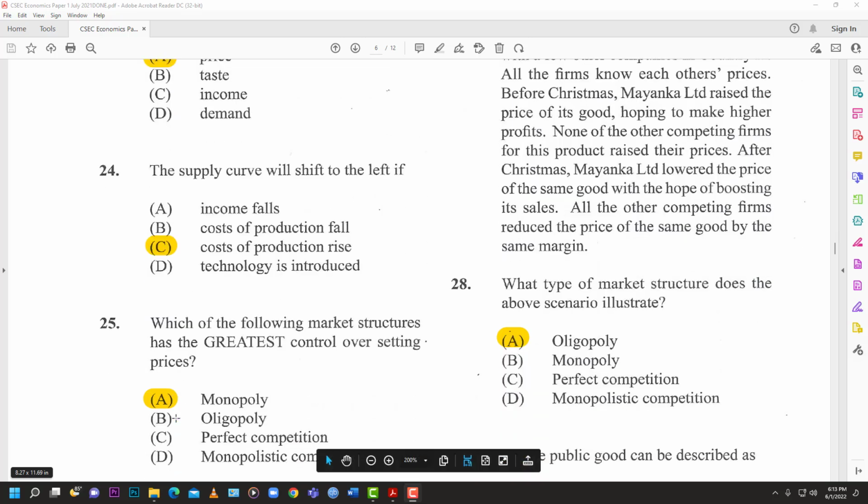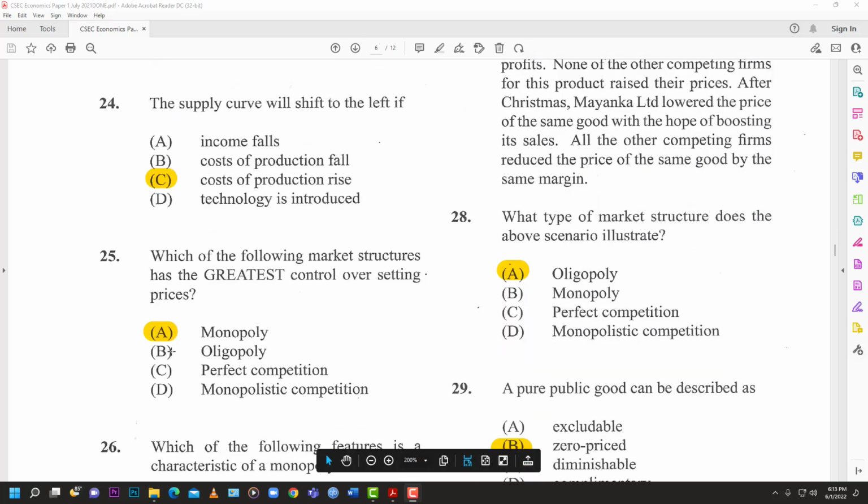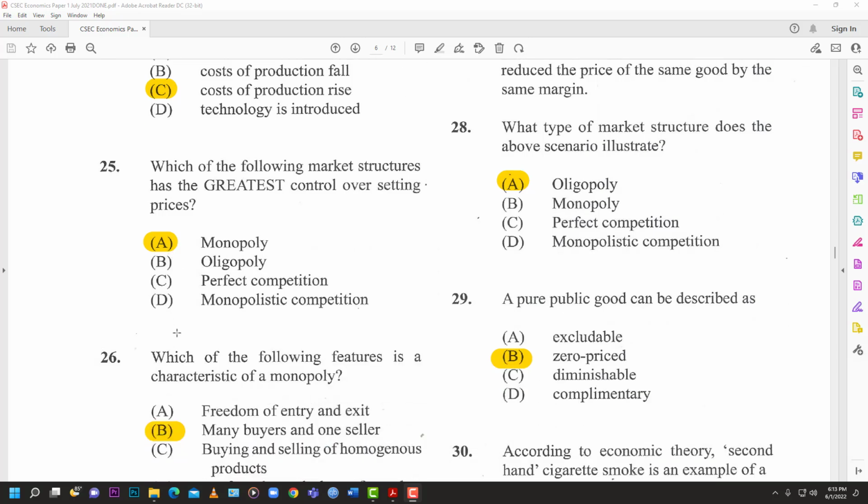Number 25. Which of the following market structures has the greatest control over setting prices? And of course, it's the monopoly. The monopoly ain't got no competition. They are the only seller. The product is unique. There's no perfect information, and so they are the ones who can control their price. Luckily, the government might step in and say, okay, don't put it too high, or else you might have to crack down. But for the most part, the monopoly has the greatest control over their prices.